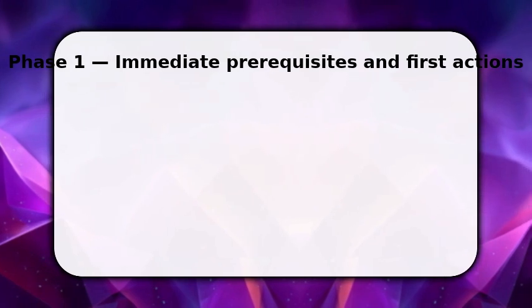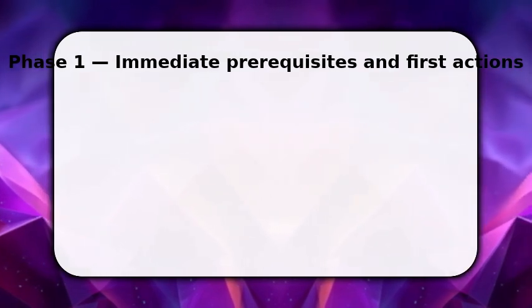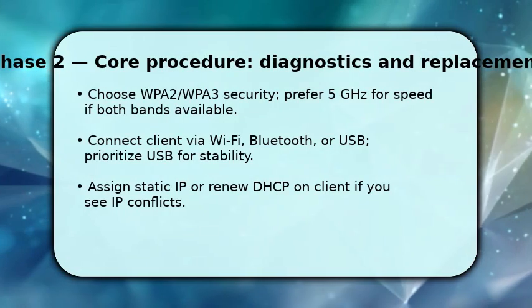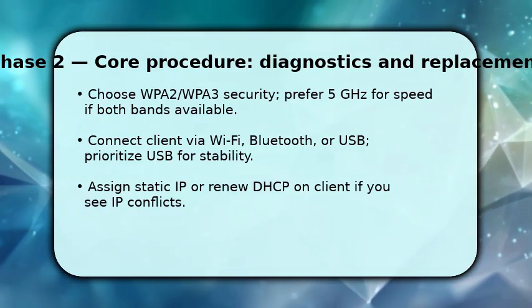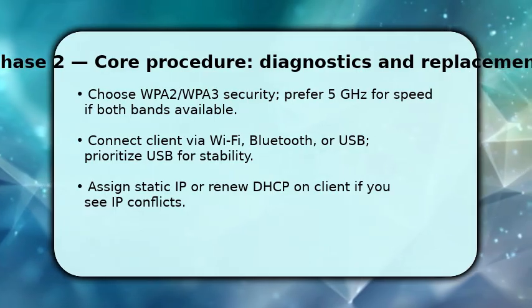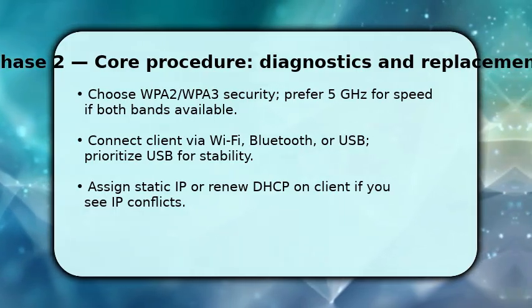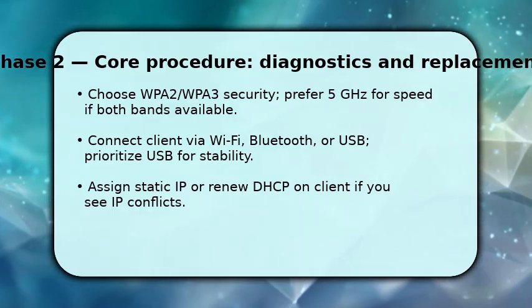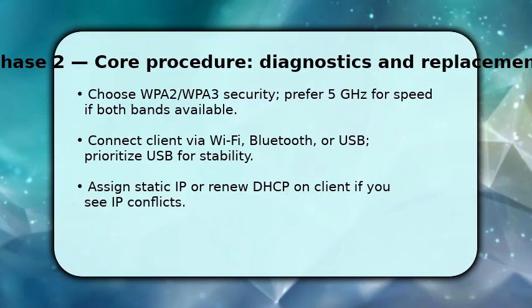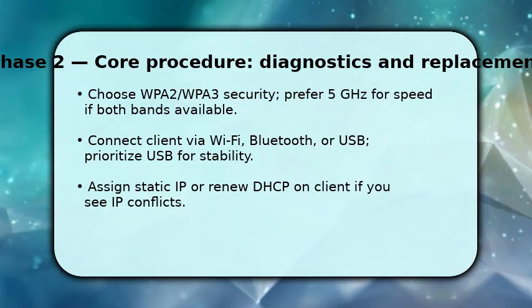You now focus on how devices join and why each method matters. Configure hotspot security to WPA2 or WPA3 and select 5 GHz for higher throughput when possible because it reduces interference. Then connect a client. Wi-Fi is easy, Bluetooth saves power, and USB gives the most stable link. Use it for large transfers.